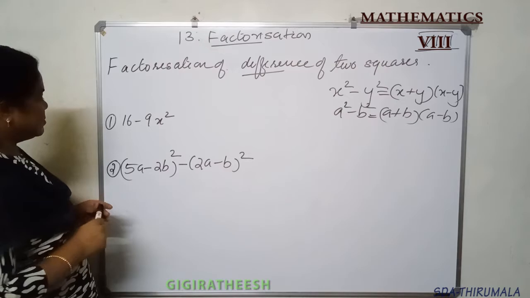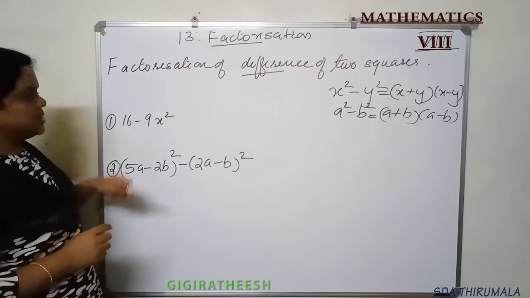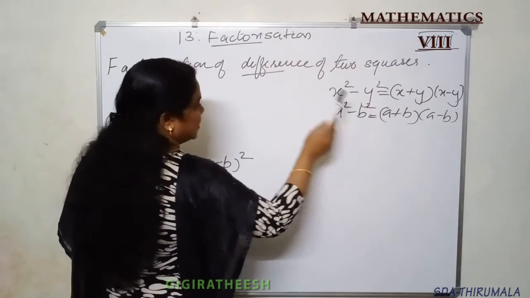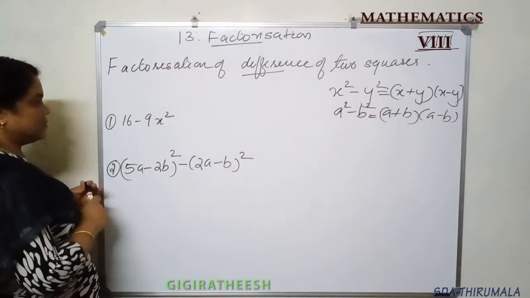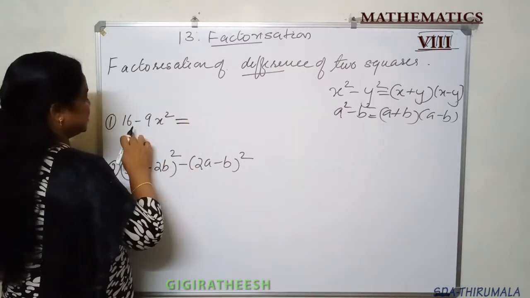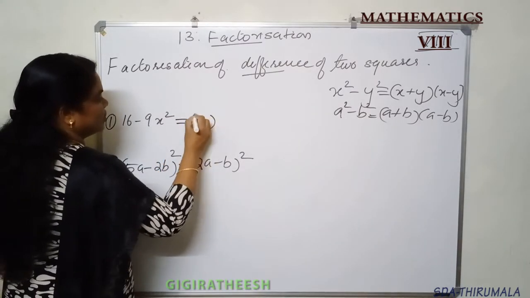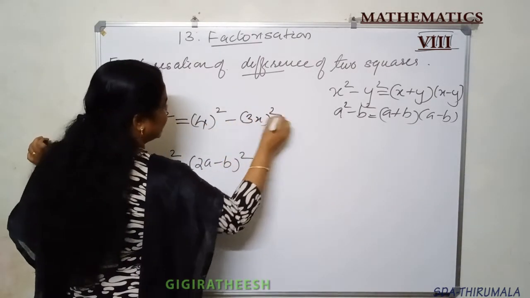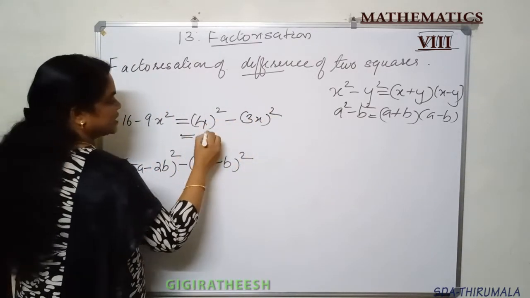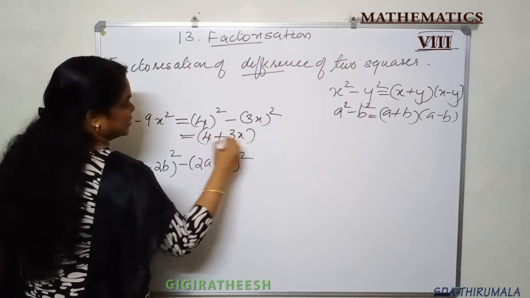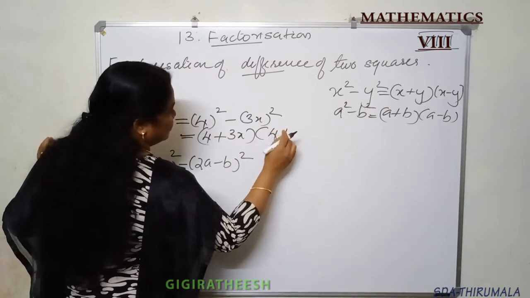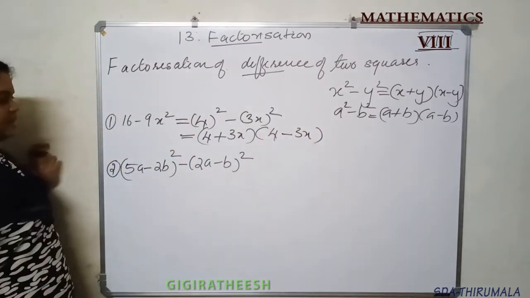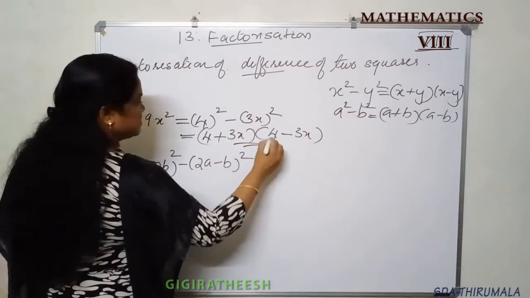And here is the first question: 16 minus 9x square. We can write it in the form a square minus b square. 16 is 4 square, 4 the whole square, minus 3x the whole square. A square minus b square is a plus b into a minus b, so the answer is 4 plus 3x into 4 minus 3x.